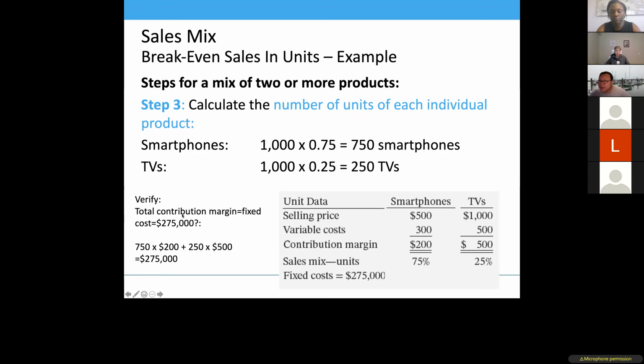We know the break-even point is when the total contribution margin equals fixed cost, 275,000. So let's look at the total contribution margin. For the smartphone, you have 750 units, and each one gives you $200 contribution margin. And you add the contribution margin of the TV, 250 units times $500 per unit. When you do this calculation, you get 275,000. So your total contribution is 275,000, which equals the total fixed cost. So that's your break-even point.